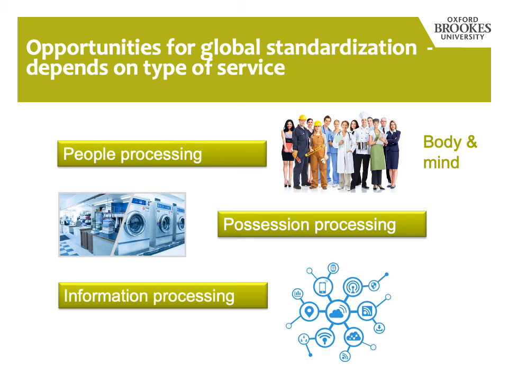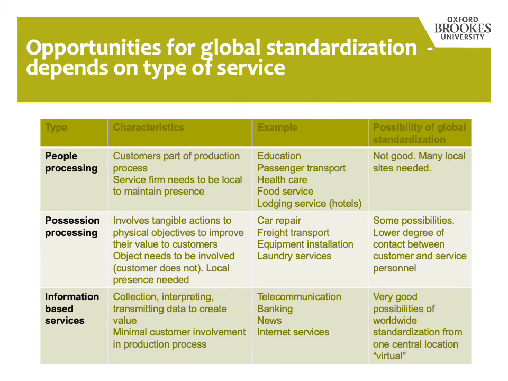Opportunities for global standardization depend on the type of service. People processing, body and mind. Possession processing, information processing. This diagram illustrates people processing, possession processing, and information processing, with relationship to characteristics and the possibility of global standardization.